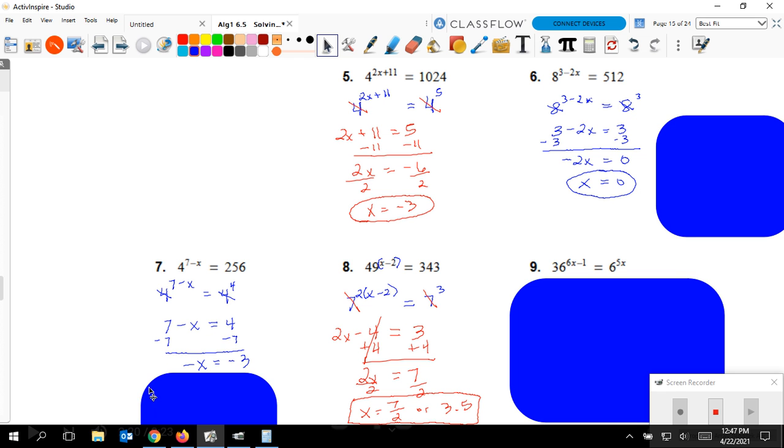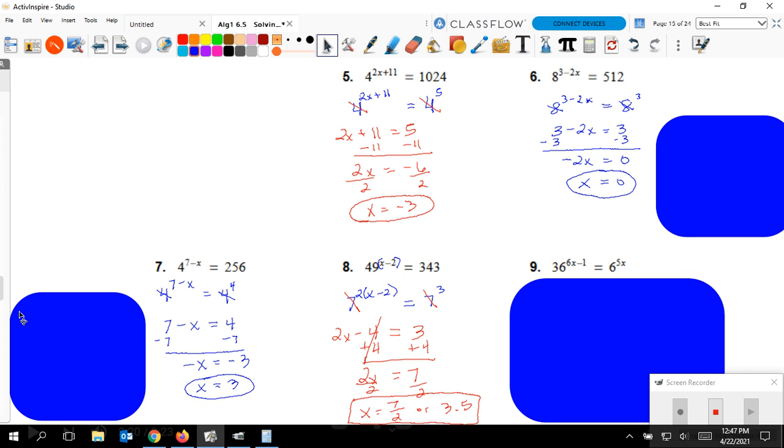We have a negative x because there's a negative sign in front of x. But we need our answer to have positive x. So you could multiply both sides by a negative right now, negative 1. And that would just change the sign. So positive x is equal to positive 3. You just change the signs of both sides there.